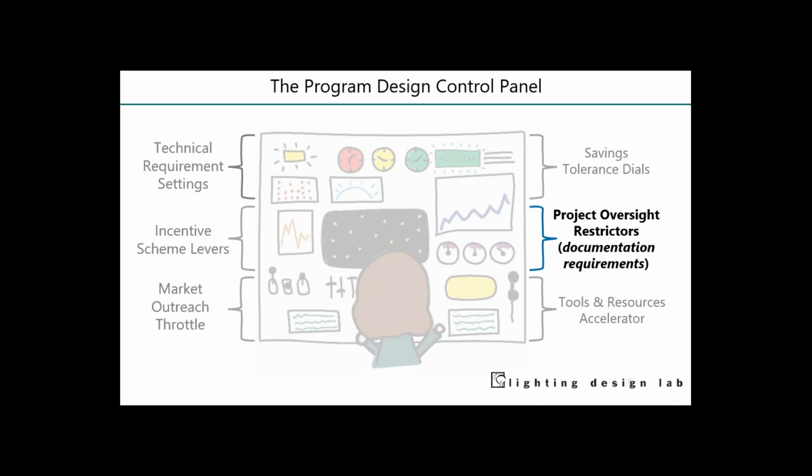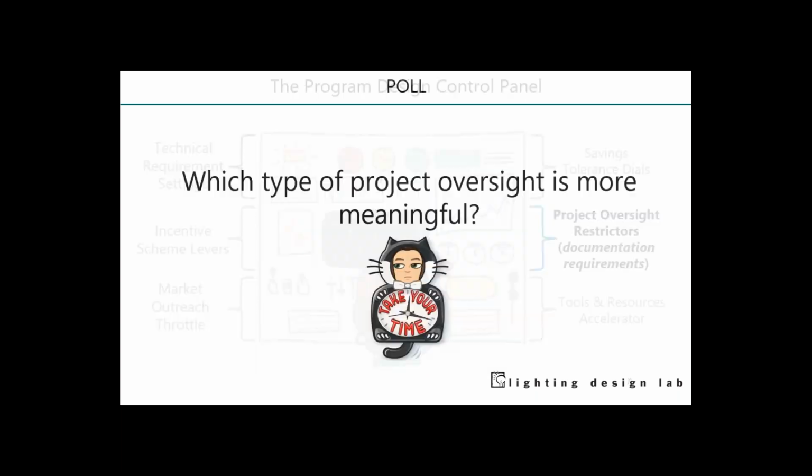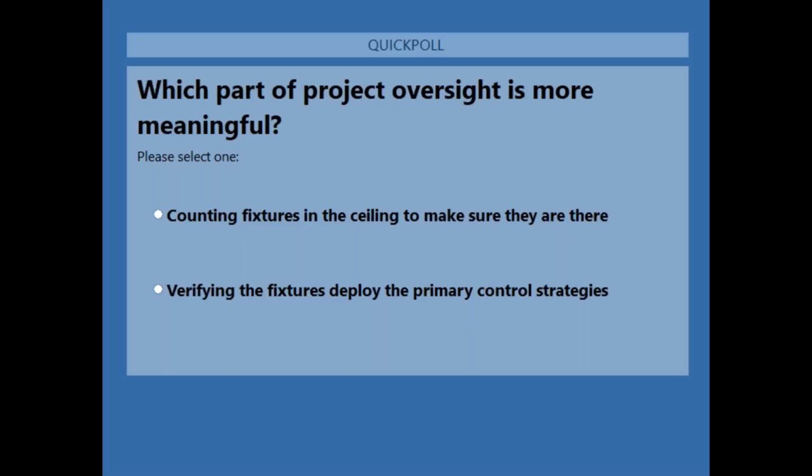I'm going to talk about project oversight next, and that's going to have a quick poll. So we're not going to spend too much time on this, but it's a pretty straightforward question. Which part of project oversight is more meaningful? Counting fixtures in the ceiling to make sure they are there, or verifying the fixtures deploy the primary control strategies that are needed? What do you guys think?